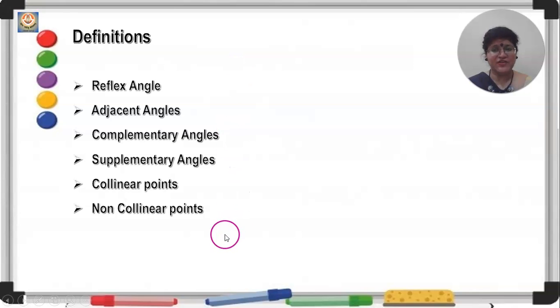Go through all these definitions. These definitions are important from this chapter. Also, you need to know what are linear pair of angles and what are vertically opposite angles. Let us look into what all you need to know more from this chapter.